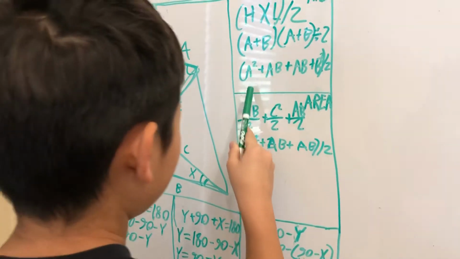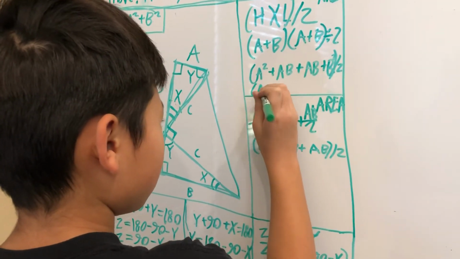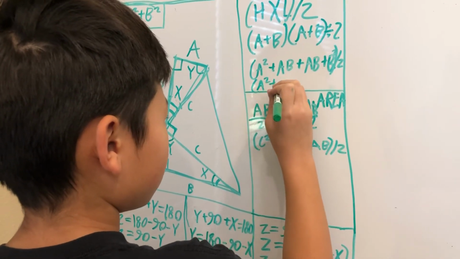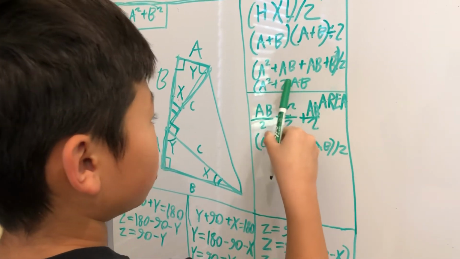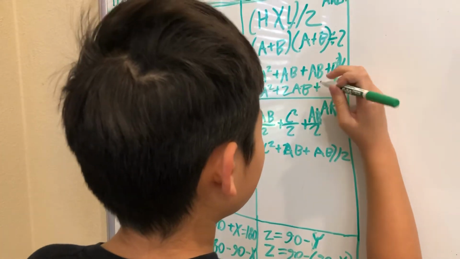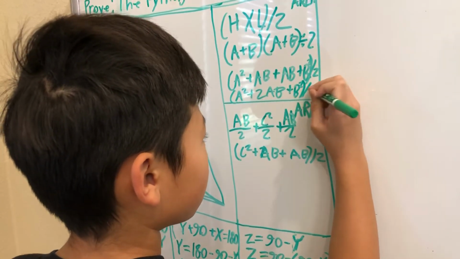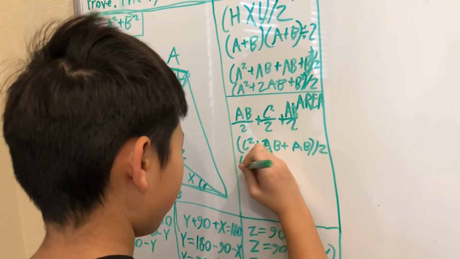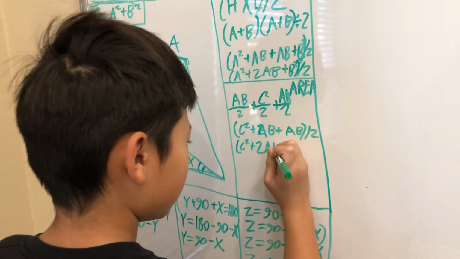And then let's go back here. We simplify it again. 2AB, because two of them. And then we simplify this again. 2AB again.